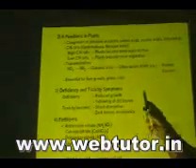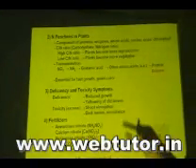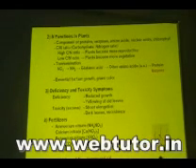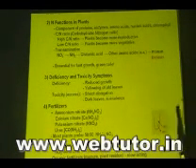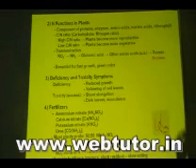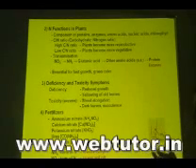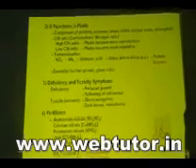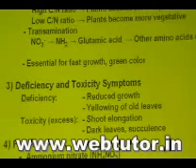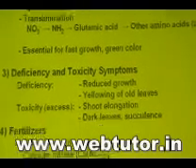Now, deficiency and toxicity symptoms: reduced growth, like I said, stunted growth, and yellowing of old leaves, because old leaves require more nitrogen for their survival. Then toxicity: if there is excess nitrogen in the soil, there is shoot elongation and dark leaves, because more and more chlorophyll is there, and more and more photosynthesis is occurring.